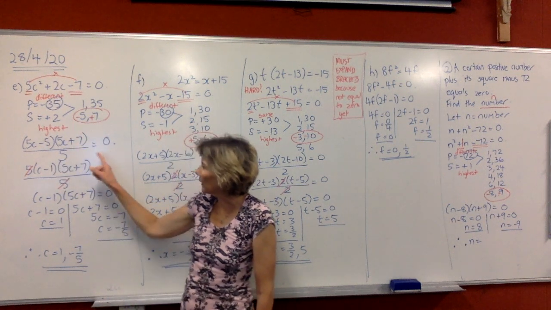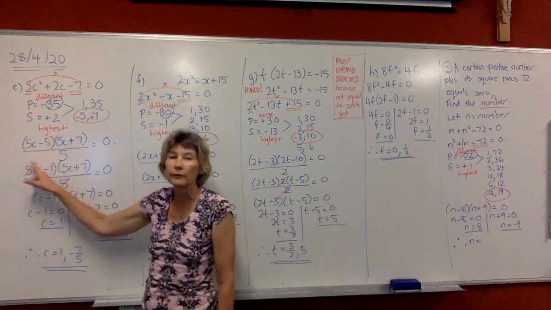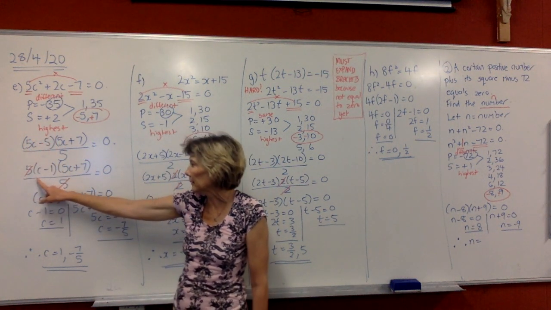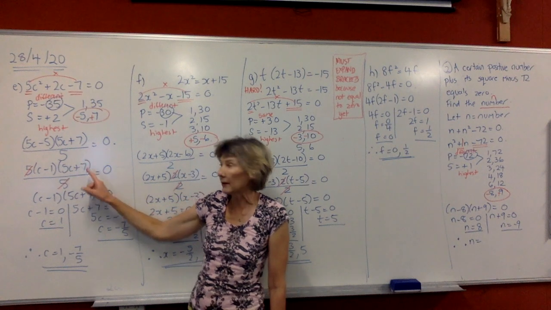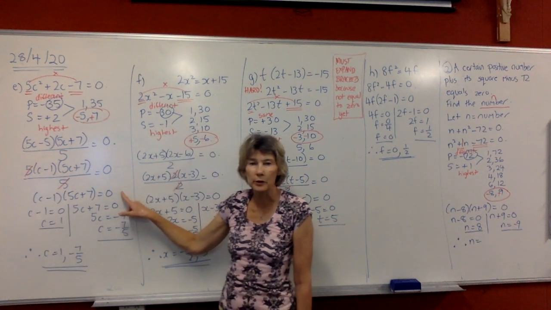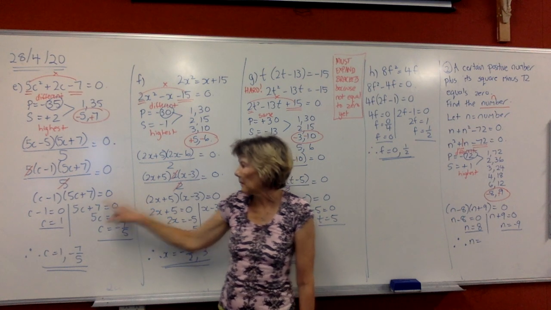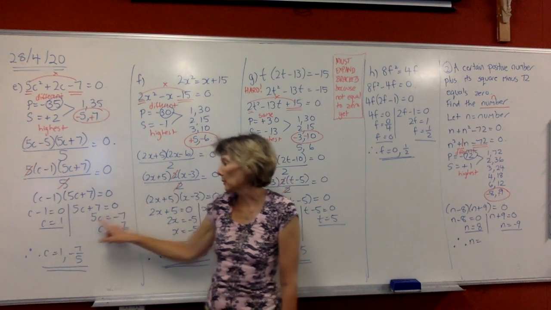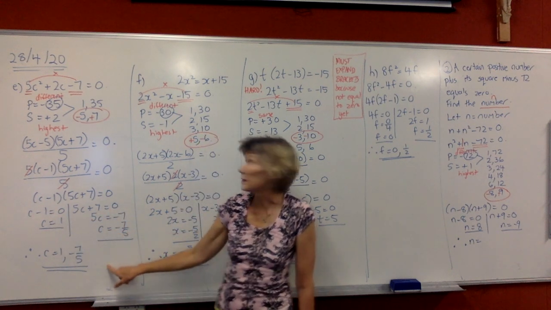Then when we look at our brackets, we can have a common factor of 5 coming out of the first bracket and nothing common coming out of the second bracket. Cancel your 5s and you're left with your two brackets equal to 0. Make each bracket equal to 0 and solve the two equations.